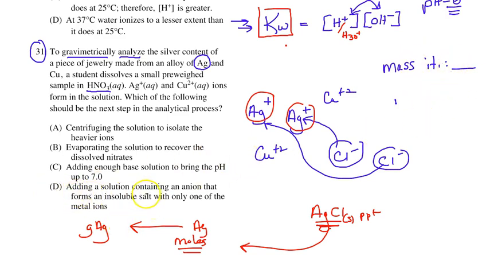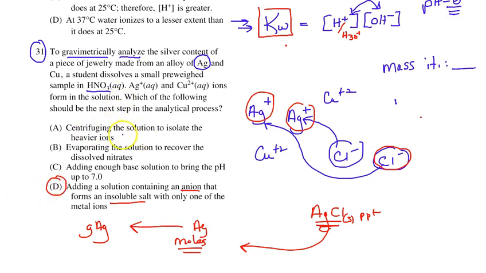So we would definitely add a solution containing an anion, which is a negatively charged particle. A cation would be positive. That forms an insoluble salt so that we can actually separate it and then dry it, okay, and then mass it out using some stoichiometry, figuring out the moles and eventually grams. So D is the answer, a classic lab.